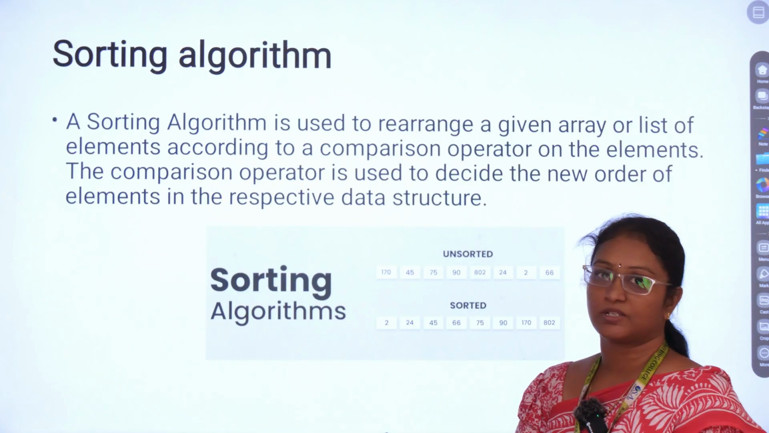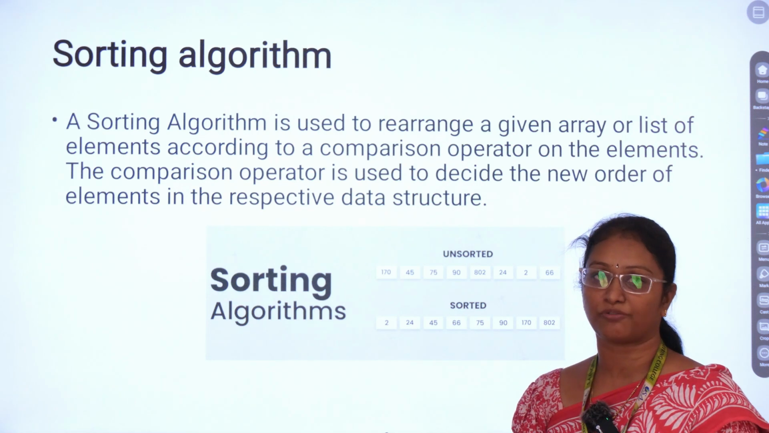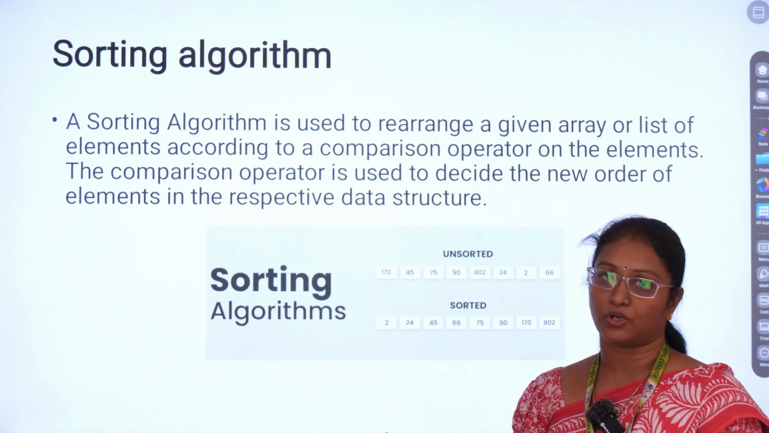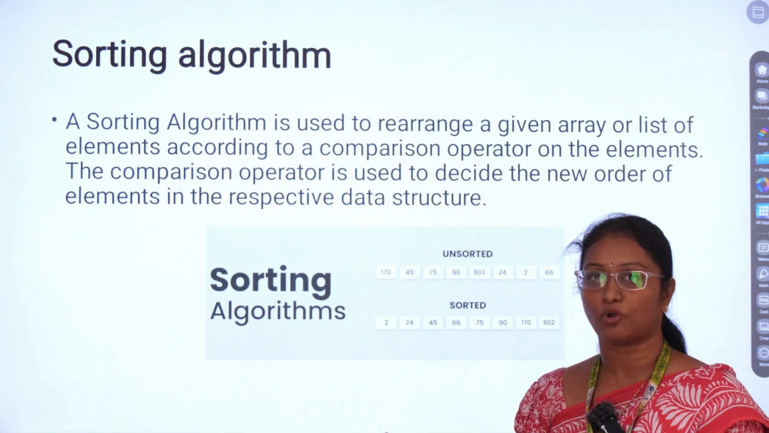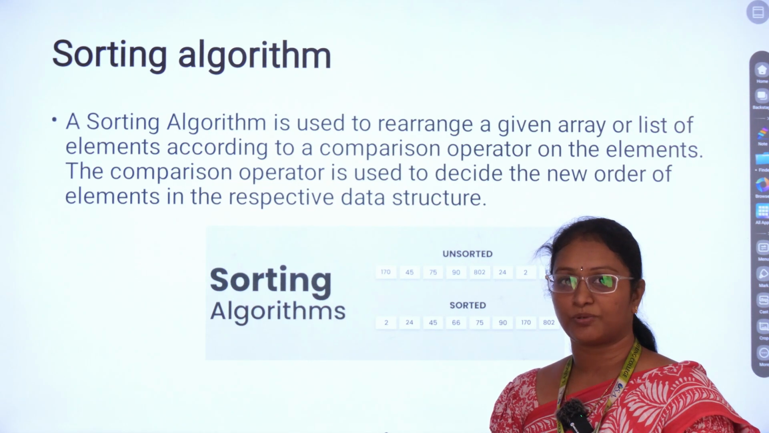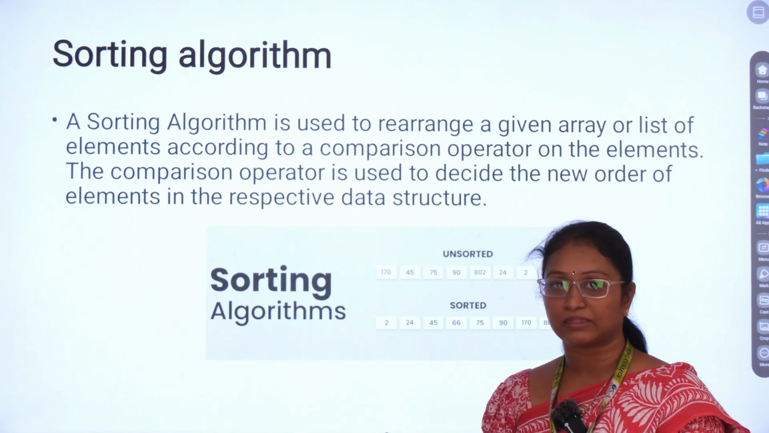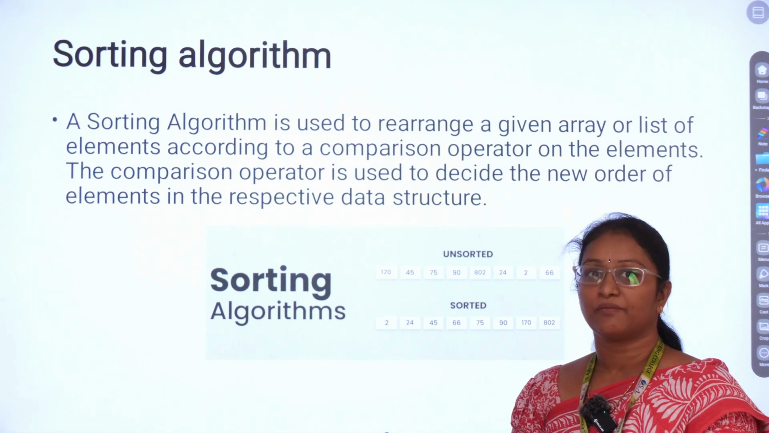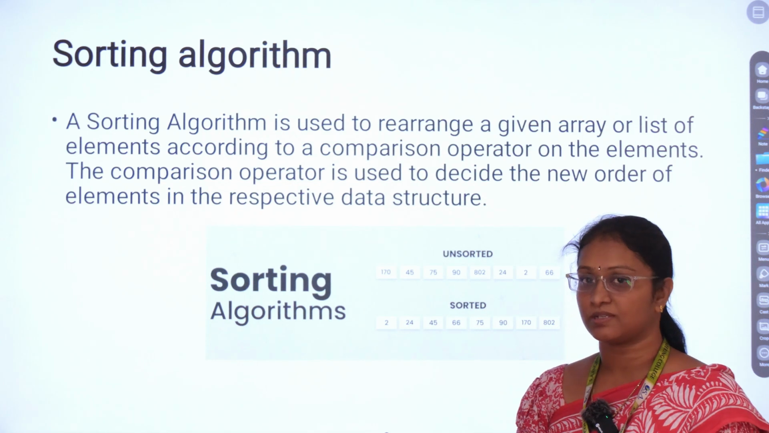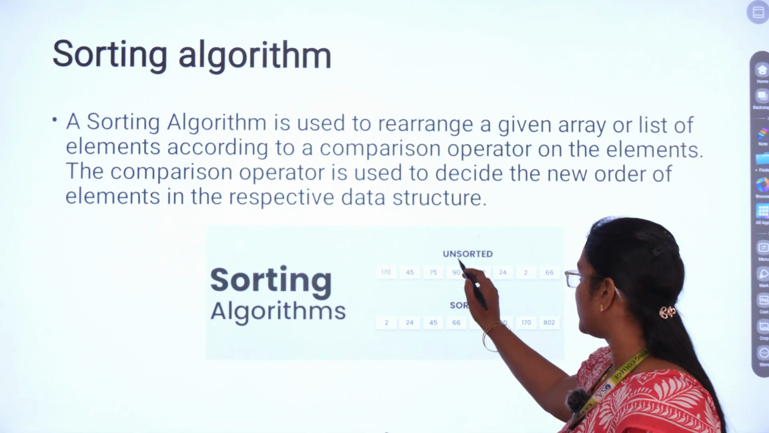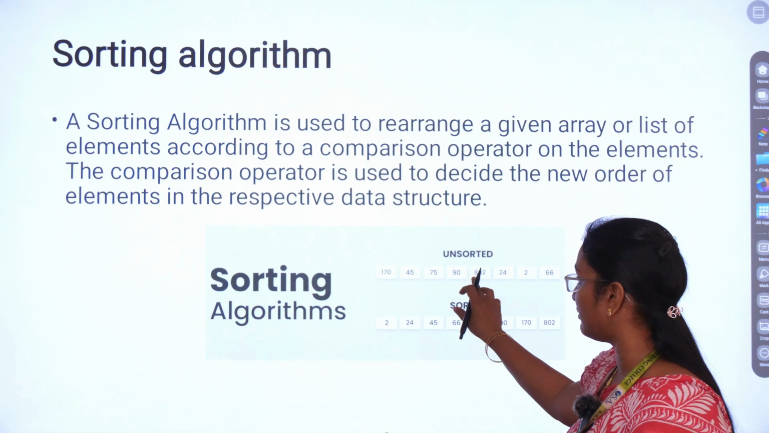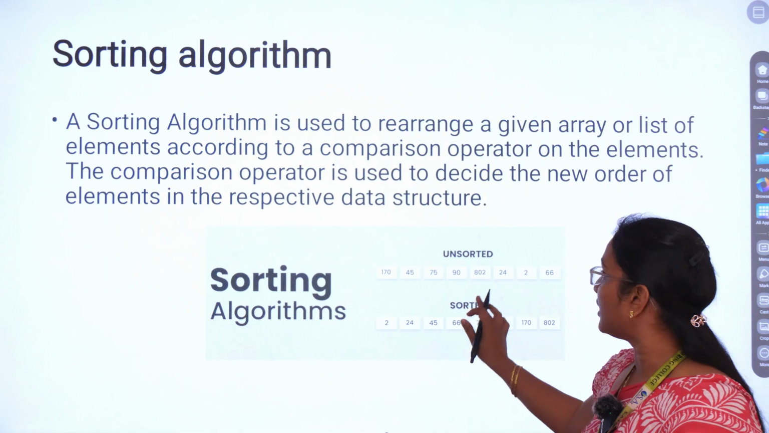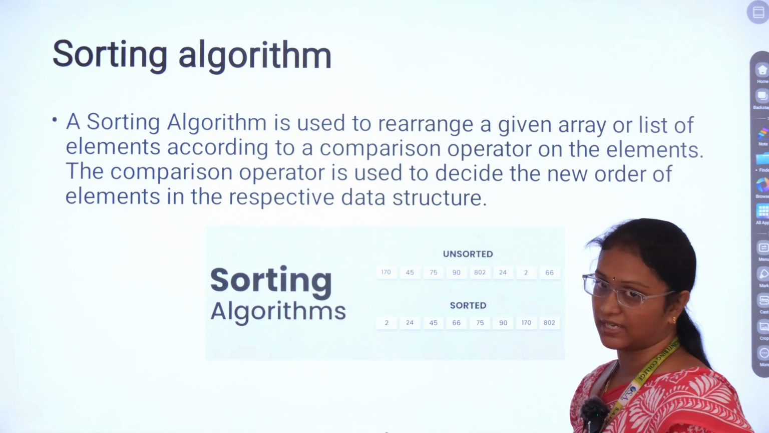What is sorting? Sorting is a rearrangement of elements in a particular order, either ascending or descending, according to the comparison operator. What is a comparison operator here? A comparison operator is used to decide the new order of an element with respect to the data structure. Here we see an unsorted data structure, and we have to apply one of the sorting techniques to turn the unsorted array into a sorted array.